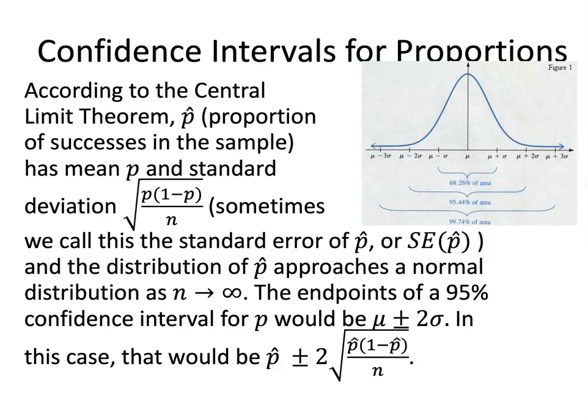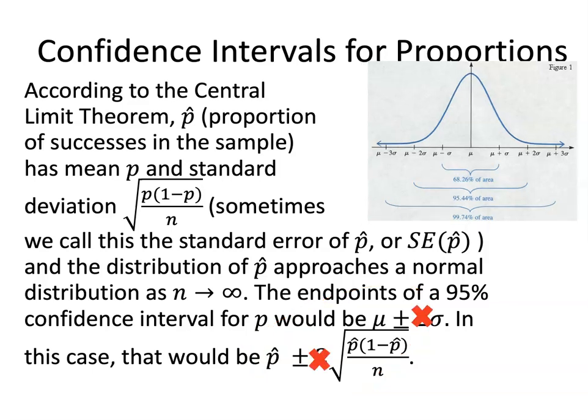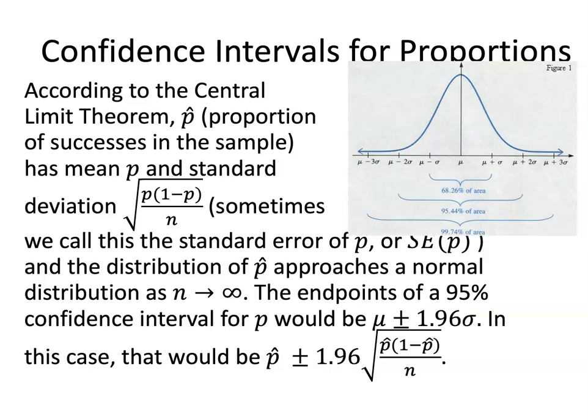I don't want to get too deep in the weeds here. The point is that the endpoints of a 95% confidence interval for p would be mu plus or minus 2 sigma. In this case, it would be p hat plus or minus 2 square root of p hat times 1 minus p hat over n. That's the key thing you need to remember here. Now, we don't actually use 2. 2 is okay as an approximation. Really, it's more 1.96. So we want p hat plus or minus 1.96 times the square root of p hat times 1 minus p hat over n. Those are going to be the endpoints of our confidence interval.